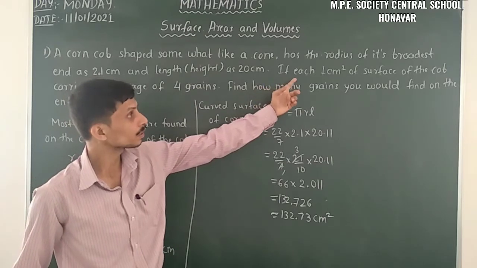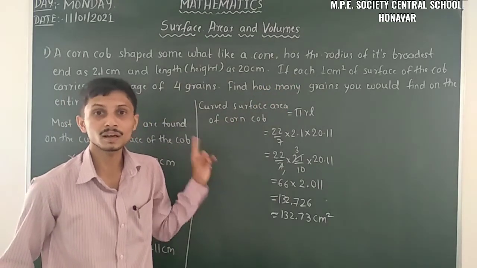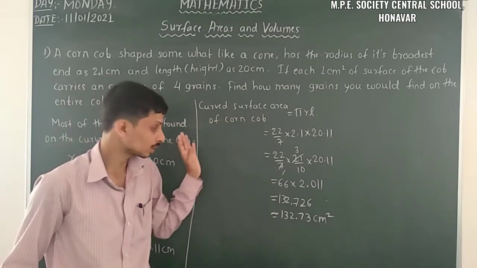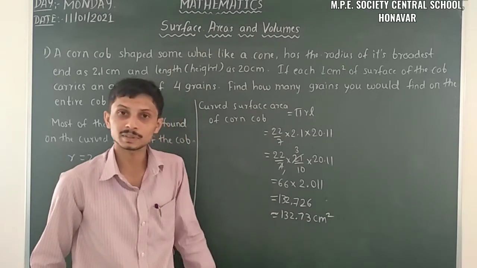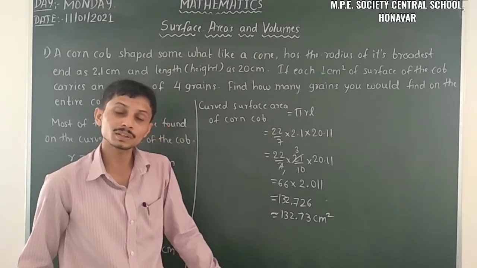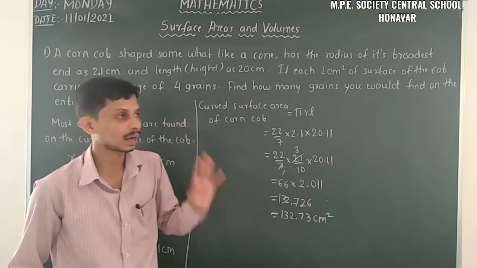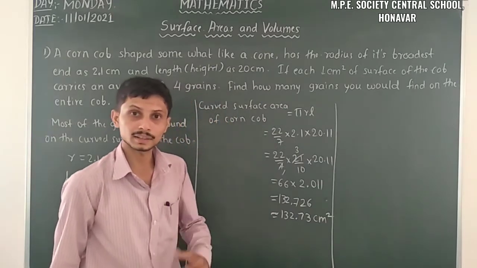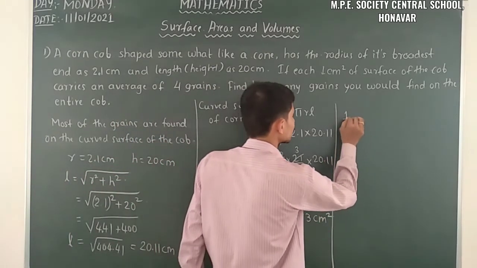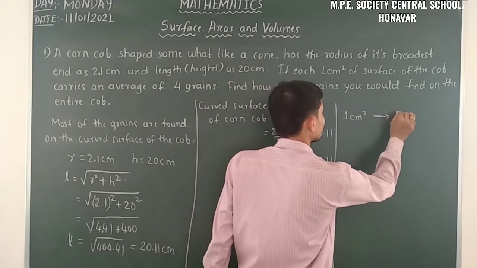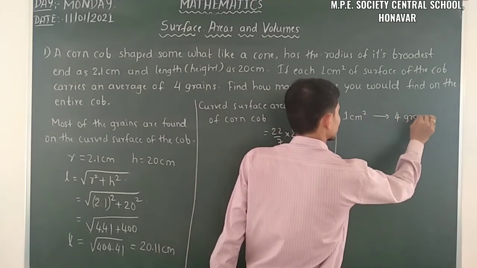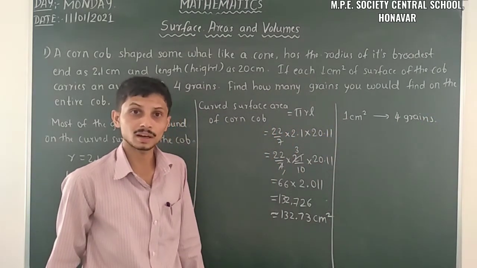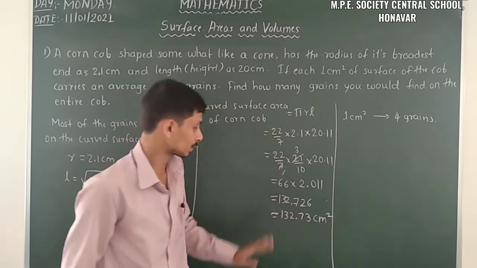Here just observe, we have to find the total grains on the cone. It is given that in 1 centimeter square area we can find an average of 4 grains. But here in total we have 132.73 centimeter square. So in that area, how many grains we have, that we have to find out. Already we know the procedure and technique: in 1 centimeter square we have an average of 4 grains, and there are 132.73 centimeter square in total.